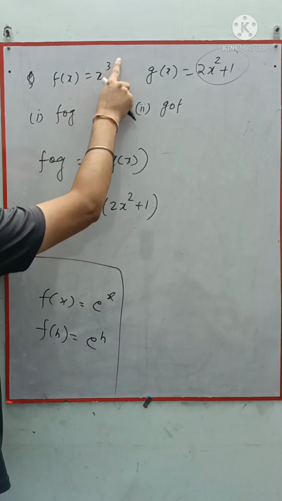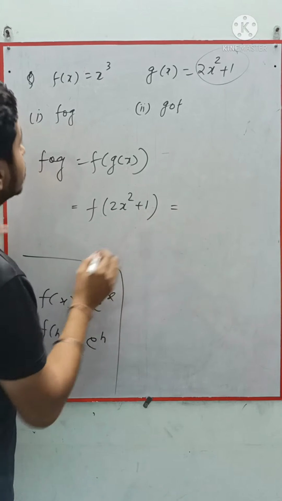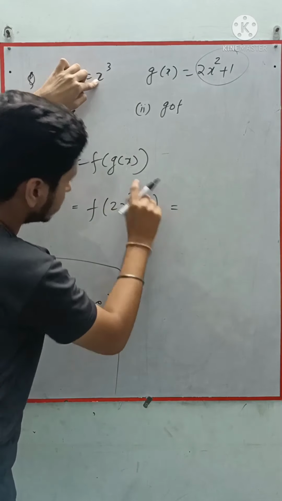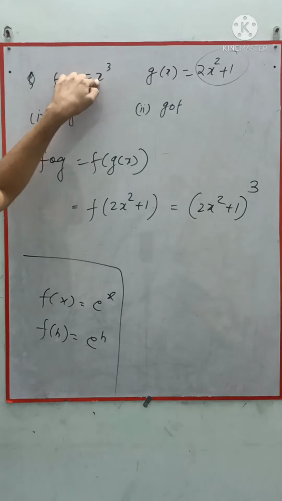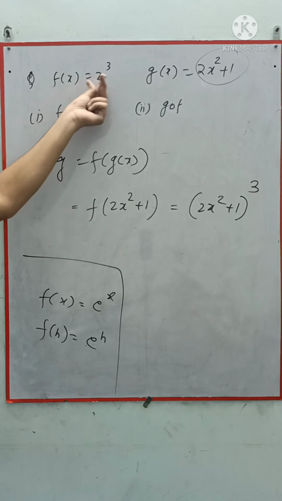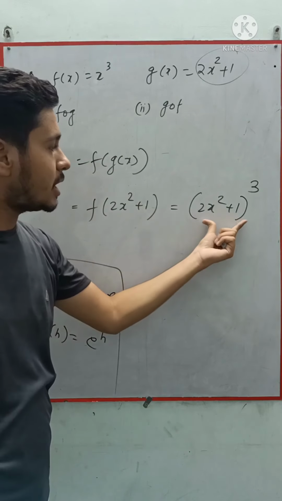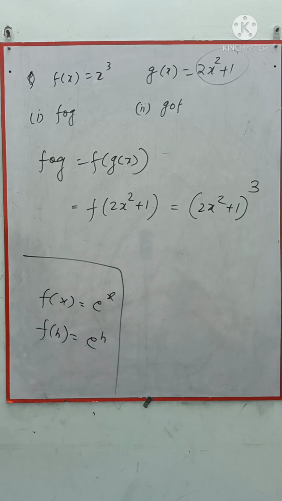If your fx is x cube, but here we need f of 2x square plus 1, so the same x cube will be there, but in place of x we will be putting this whole value, that is 2x square plus 1 the whole cube. Are you getting this? Because this is a cubic function and in place of x we need to put this. Now you open the bracket, can solve easily and get the answer.